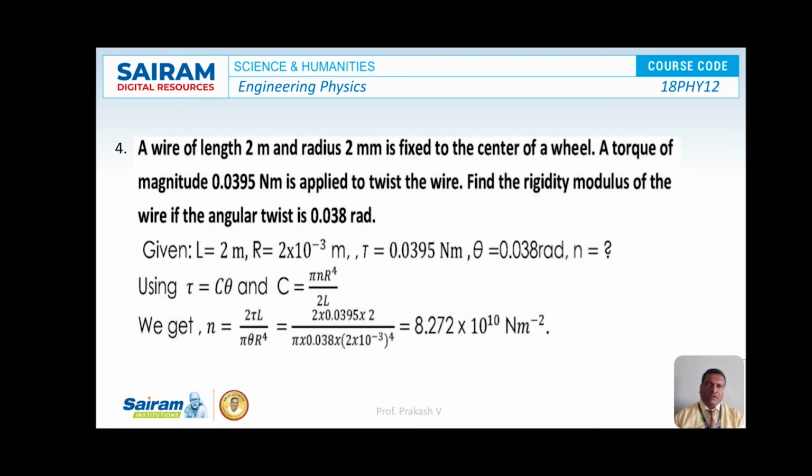So substitute the value of all the parameters, that is 2 into 0.0395 into 2 divided by pi into 0.038 into 2 into 10 to the power of minus 3 whole to the power of 4. After calculations, we are going to get the value of rigidity modulus N as 8.272 into 10 to the power of 10 Newton per meter square. So this is the data that we calculated by applying the formula.